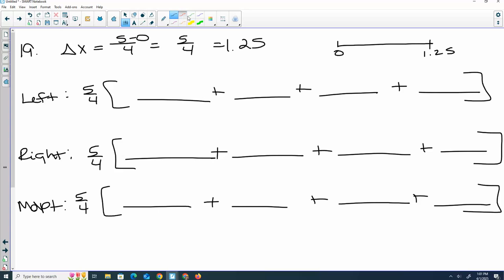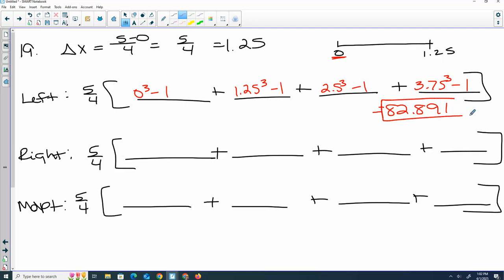So the left-hand sum would start with the left-hand point. So the first x I plug in will be 0. So it's 0 cubed minus 1. And then you're adding 1.25, so 0 plus 1.25, so 1.25 cubed minus 1. 2.5 cubed minus 1. 3.75 cubed minus 1. You're welcome to do those in fraction form. When you add that, you should get 82.891. I'm just going to kind of tell you how to set them up and how to get the answer there.